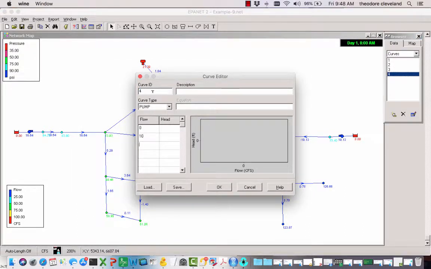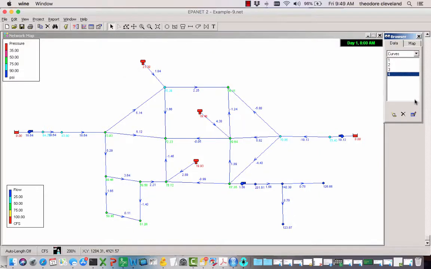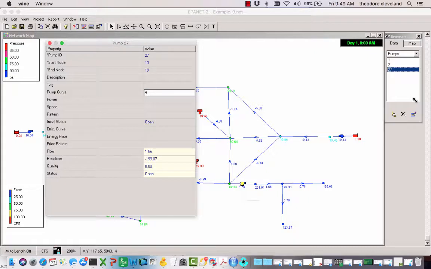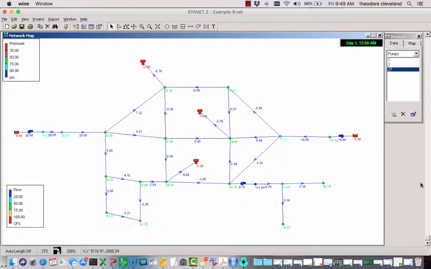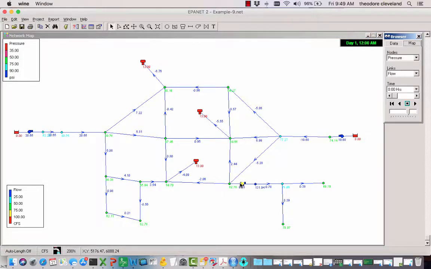0, 10, 20, and 50, 40, 25. Pump curve number 4. Run it. That's better. I think our pressures are a reasonable range. And you now can see how booster pumps are inserted into a network to satisfy the pressure requirements.